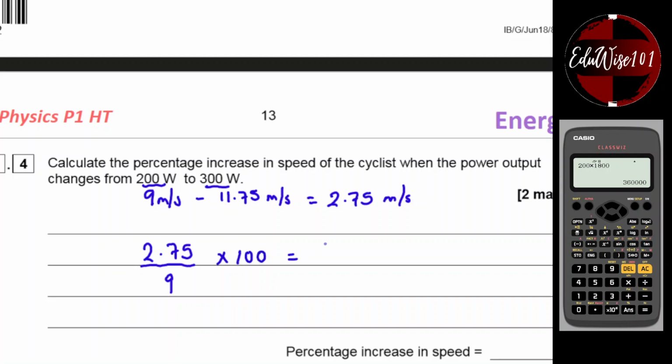Using the calculator, 2.75 divided by 9 and multiply that by 100, that gives me 30.5%.